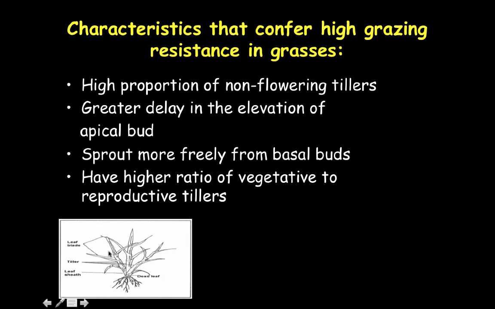So as long as we don't get rid of those extension areas or those nodes, we can actually increase the ability of those plants to become more productive. In addition, we're going to see sprouting more freely from basal buds, which are going to be closer towards the ground, so they're more protected. And a lot of our grasses, especially in the Midwest, have evolved to have higher ratios of vegetative tillers compared to reproductive tillers. So this means that the vegetative tillers are going to be so massive that the animals are going to eat that first, and it's going to protect the reproductive ones that are actually sending out rhizomes or stolons either above or under the ground.